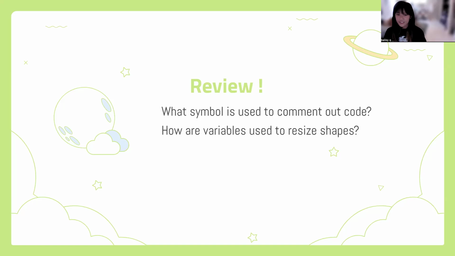All right, so the first question, what symbol is used to comment out code? That is the double slashes. So on my keyboard, that's just next to the right shift, and then without shifting for a question mark, just those two slashes right there. You do slash slash and you can write anything you want to clean up your code or organize it. Second question, how are variables used to resize shapes?